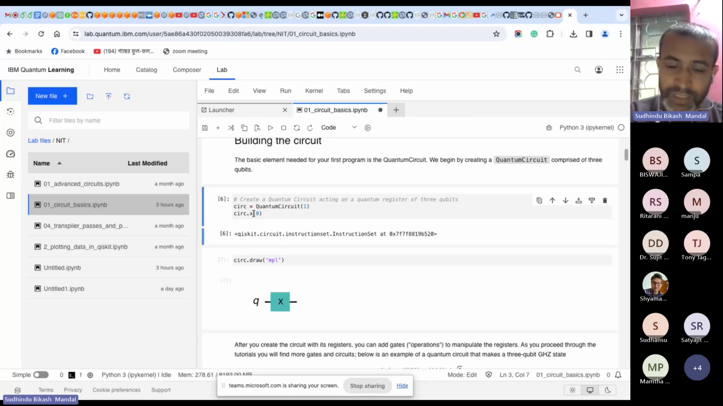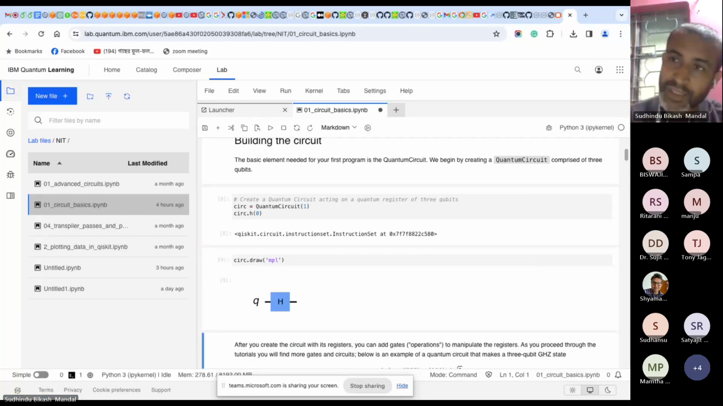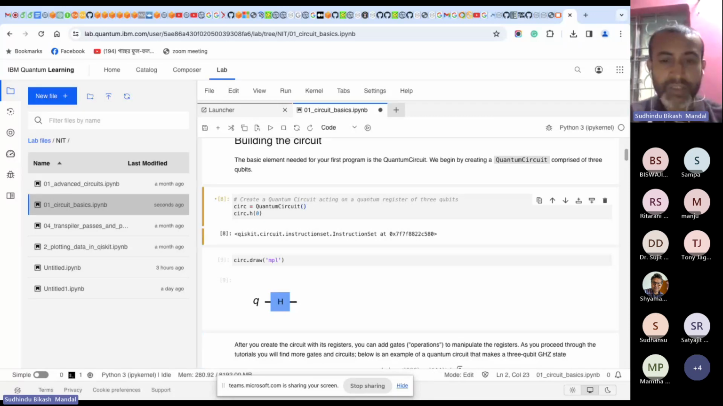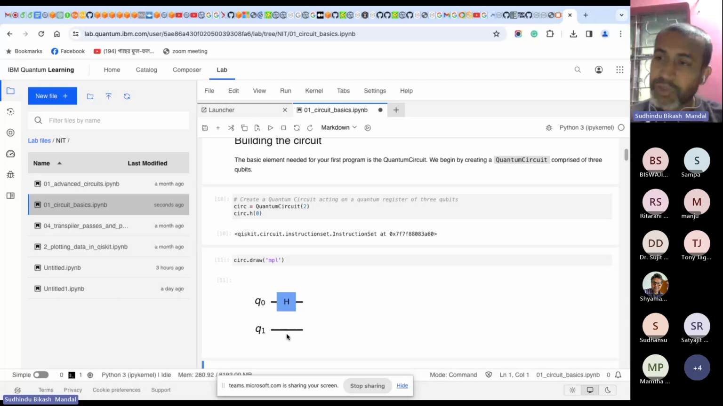If you want to change it to a Hadamard gate, then it will give you a Hadamard again. Okay. If I put a 2 qubit quantum circuit there, I just change it and see. And on the second qubit, I didn't put any gate. That's why the quantum circuit looks like this.